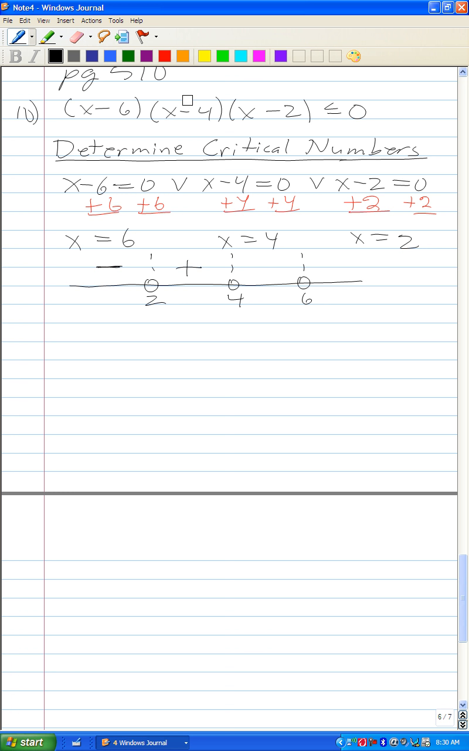The root at 4 is simple. It has multiplicity of 1, and so it alternates in sign. It has odd multiplicity. The root at 6, again, has a multiplicity of 1, which is odd. Therefore, it alternates in sign. We want this to be less than or equal to 0. Since we want it to be less than 0, we fill in any of these that have negative. And so I'll fill in the negatives.